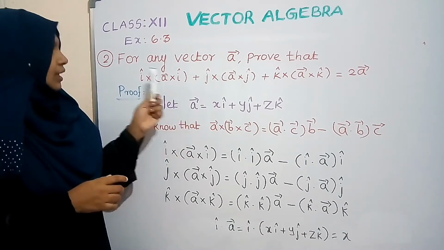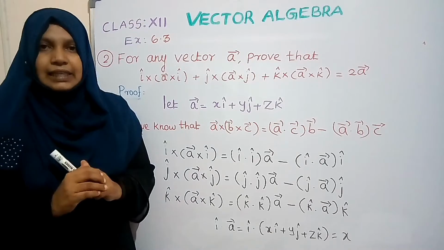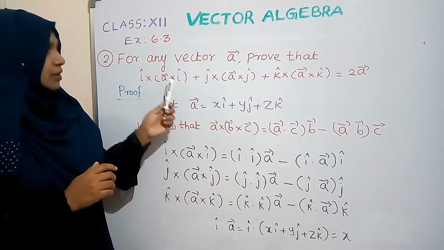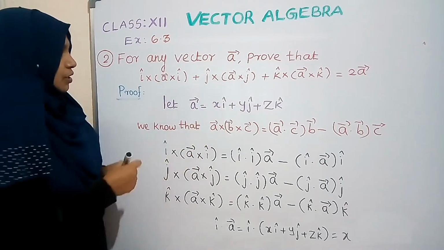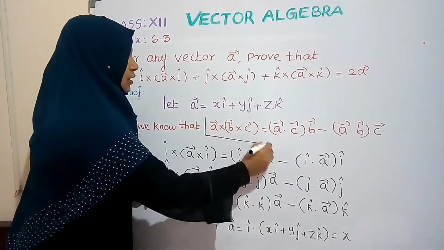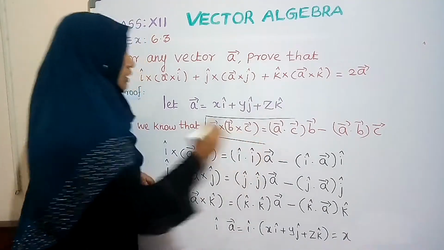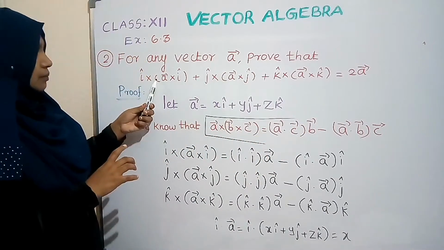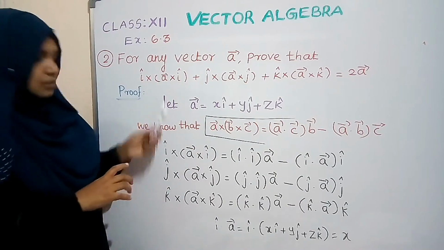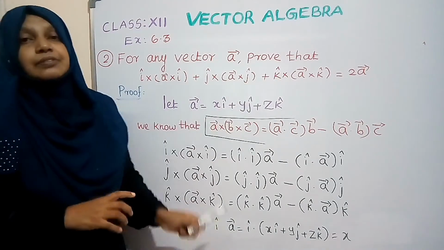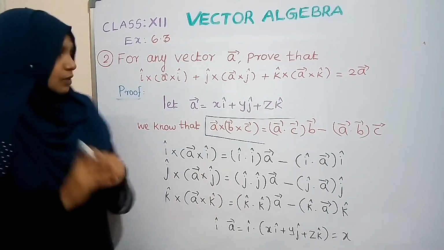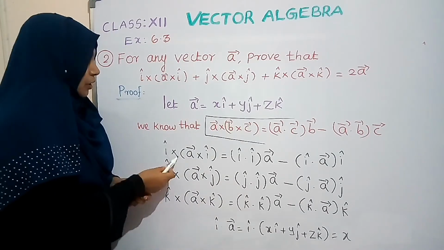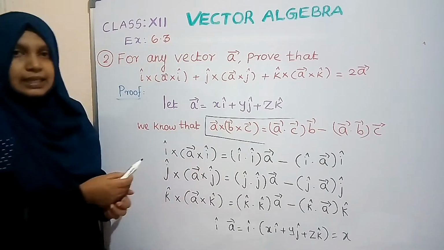Using this A vector and also the unit vectors i cap, j cap and k cap, we are going to prove this. So first you should know this formula, and using this formula I consider the first term and apply this formula for the first term and for the second term and for the third term separately. What is our first term? i cap cross A vector cross i cap.